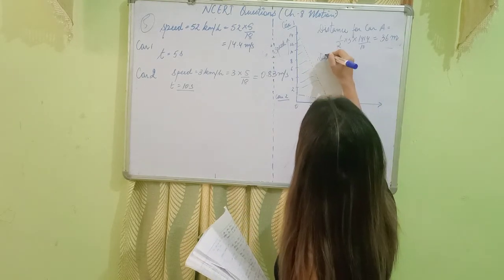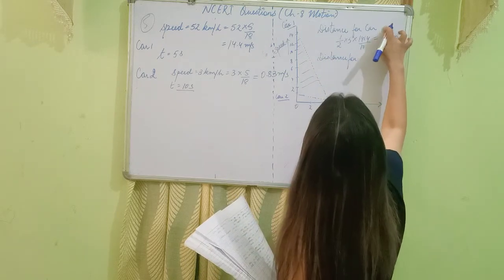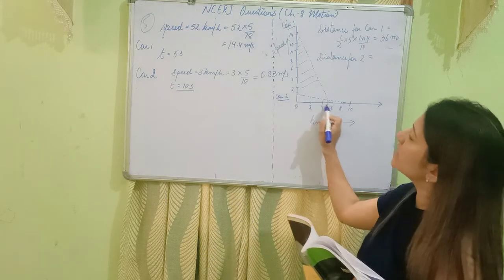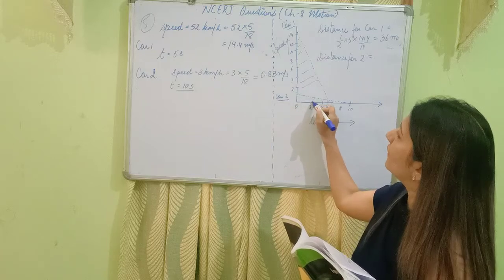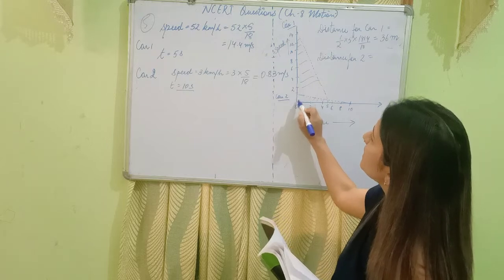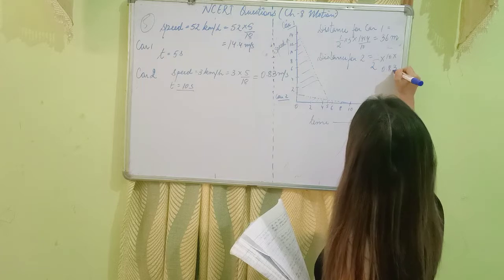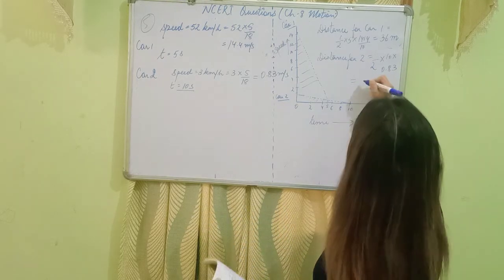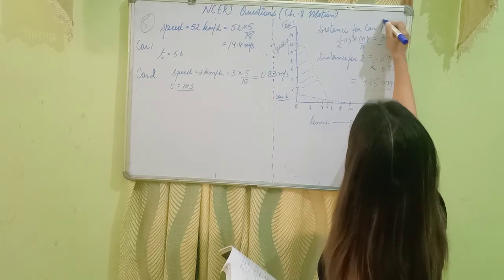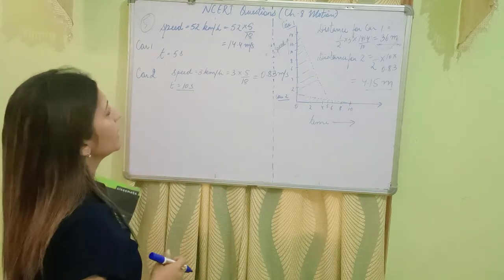Now distance for car 2. Again the distance is the area under this curve and the time axis. So half base into height, base is 10, height is 0.83. Half into 10 into 0.83 would come out to be 4.15 meters. So which car travelled farther? This is car 1, which travelled farther after applying the brakes.